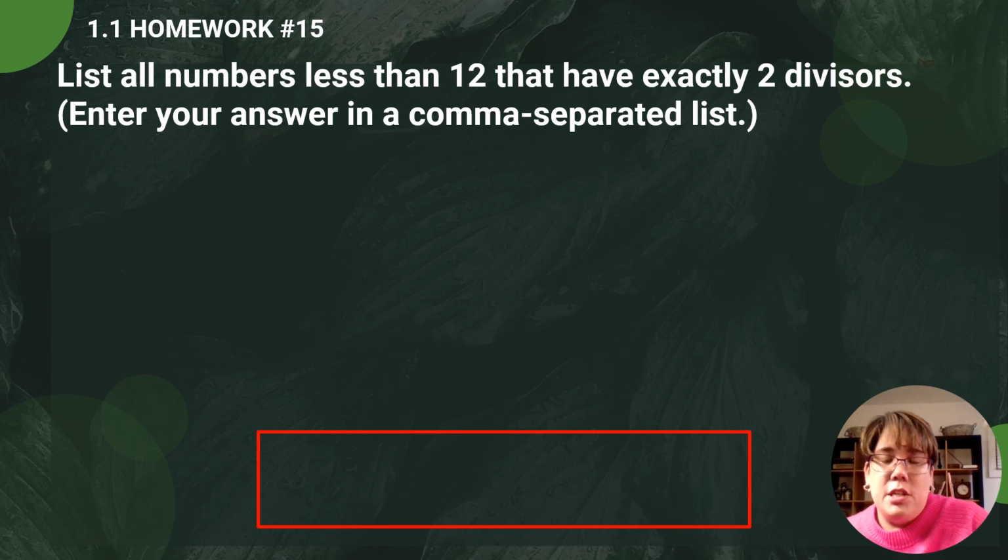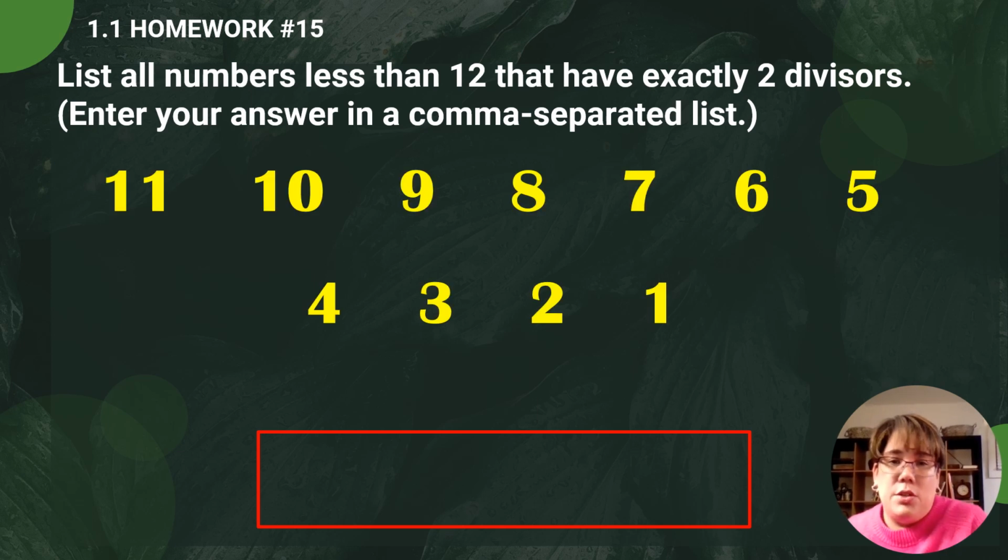And the last question that we're going to look at is number 15, which is similar to the last one. List all numbers less than 12 that have exactly 2 divisors. And then it says to enter your answer in a comma separated list. Okay, so we're looking at all numbers less than 12. Less than 12 is strictly less than 12. That does not include the number 12. So I did 11, 10, 9, all the way to 1.